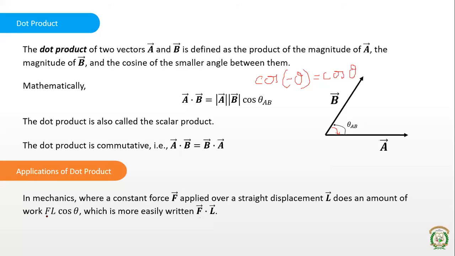Okay, so that is actually F, the magnitude of the force, multiplied by the displacement, multiplied by cos of the angle between the line of force and the line of displacement. FL cos theta, where theta is the angle between the line of force and the line of displacement. You can write FL cos theta as nothing but the dot product between F and L.